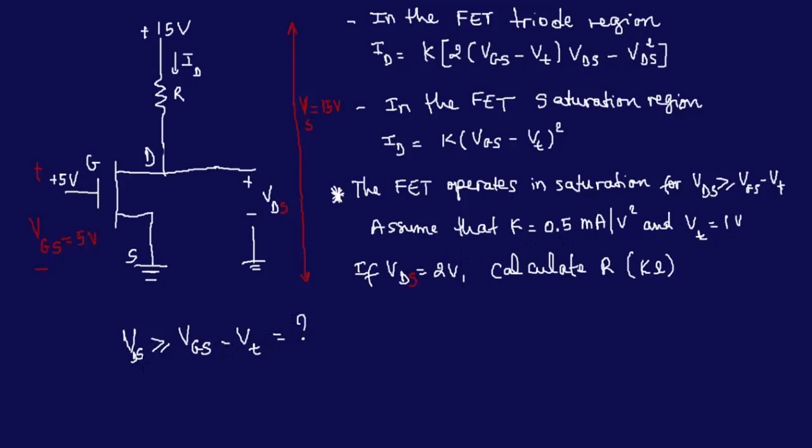Do we know? We don't know. So what's VDS? It's given as 2. So now we don't know if it's greater or not. VGS is 5. VT was given as 1. Minus 1. So we have 2 here is less than 4. So this relationship is not true. Therefore, it's not operating in the saturation region. It's therefore operating in the triode region. So we're only dealing with that particular formula in this entire problem. So we can erase this so we have space here.